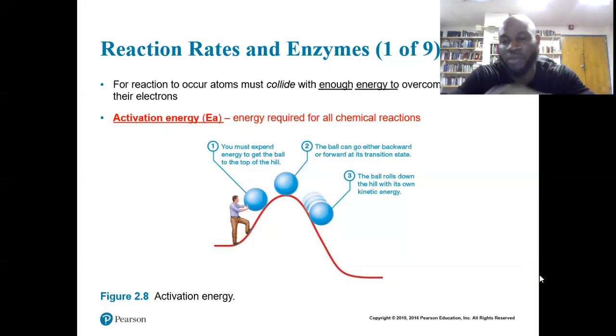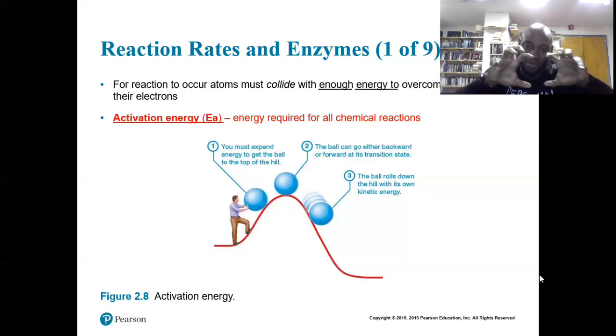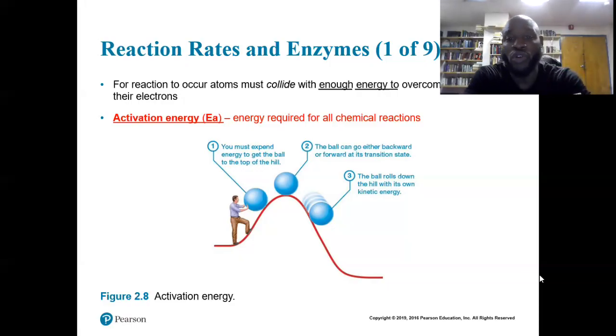react. Remember, they all have electrons on the outside, their valence electrons, and those negative electrons would naturally repel each other. They wouldn't attract each other. So for them to come together and react, we have to have enough energy so that we can overcome that natural tendency to repel each other. That is where we come to the concept of activation energy.